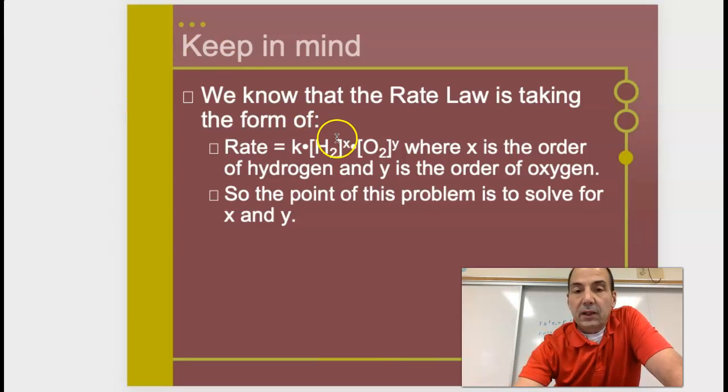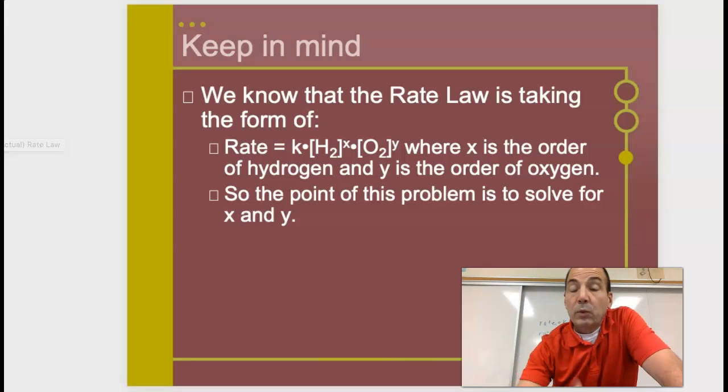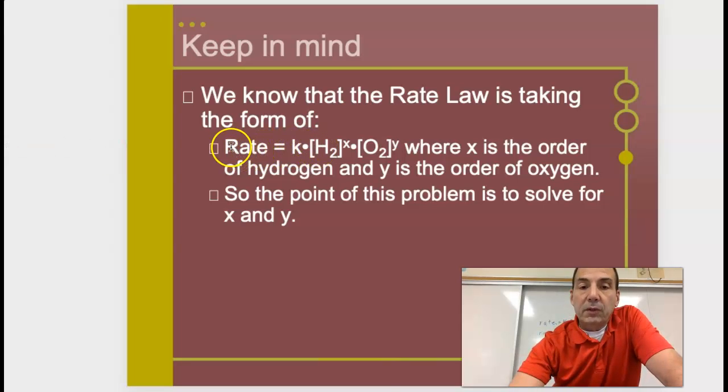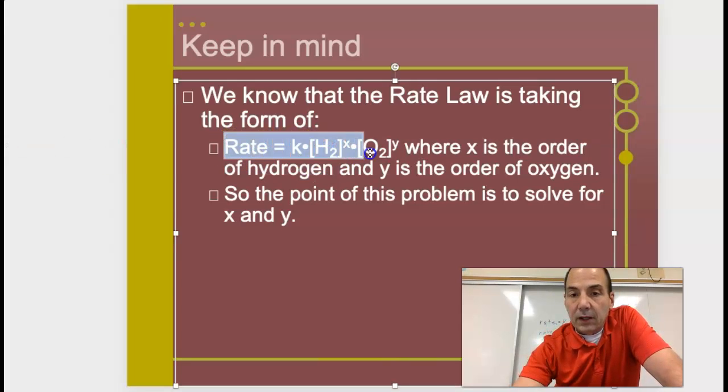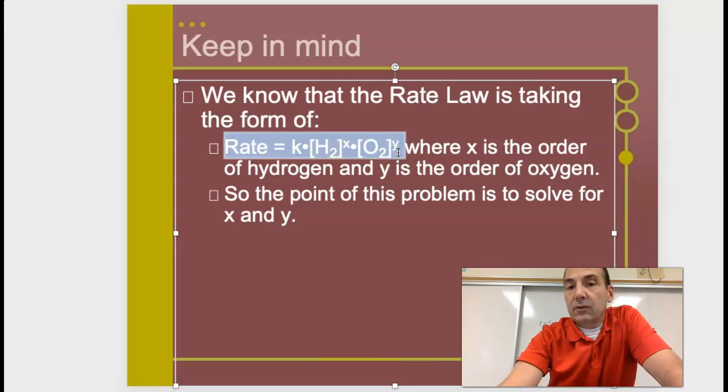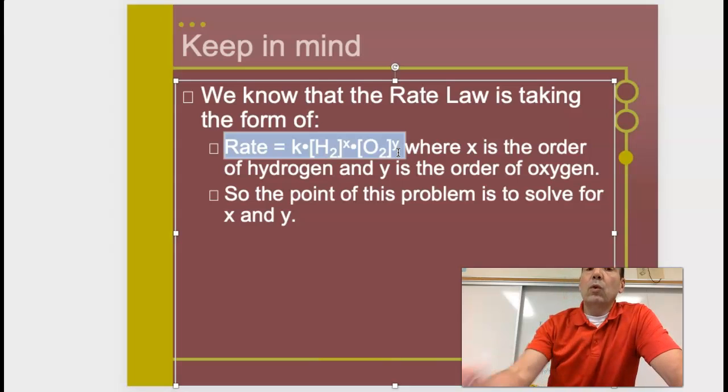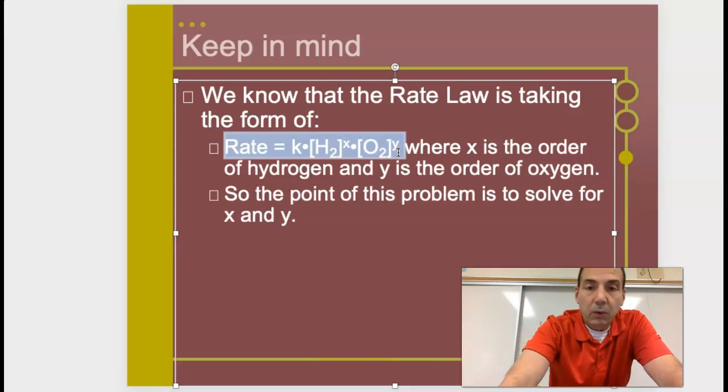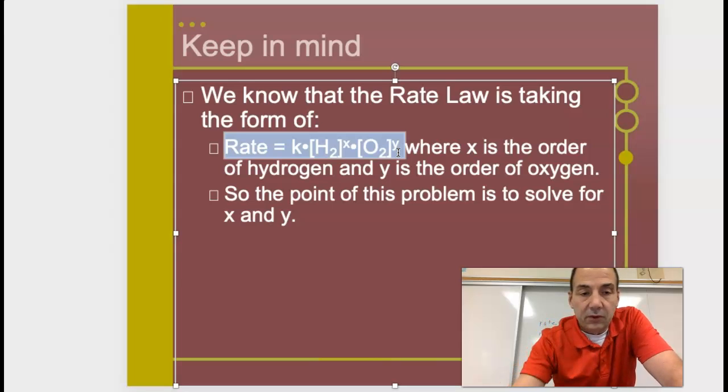All right? So we don't know. Theoretically, we expected this to be second order, this to be first order. That was what we talked about in one of the previous questions. We don't know what it is. So what you're really thinking about is this as our model, and we're trying to solve for X and Y. We want to know what is the power or order of hydrogen and what is the power or order of oxygen.